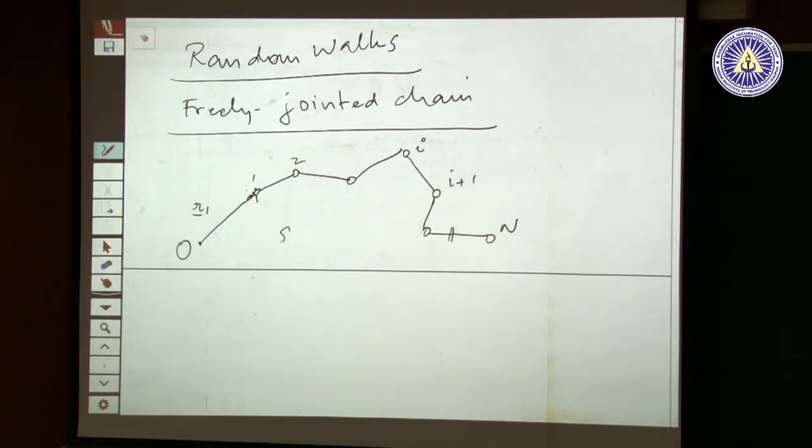So, your polymer or the freely jointed chain, its position in space can be represented by a set of position vectors r1, r2, r3 all the way to rn. Okay.